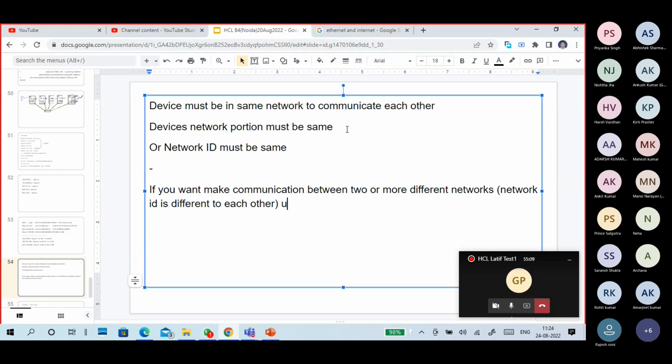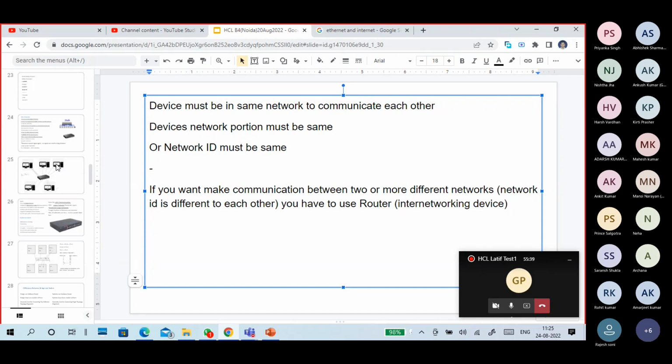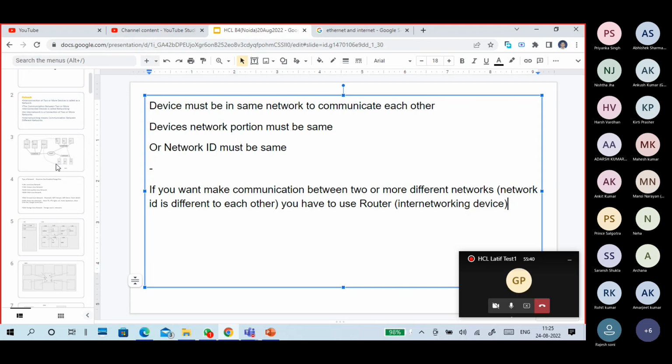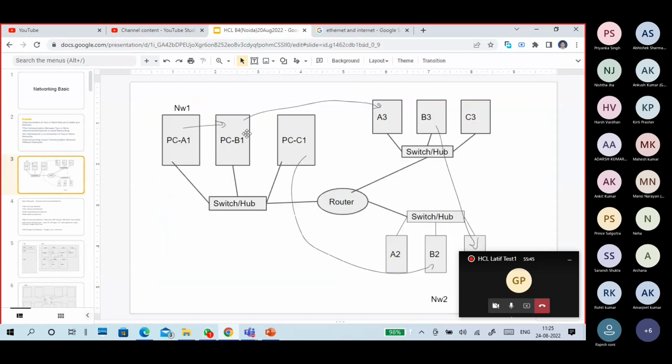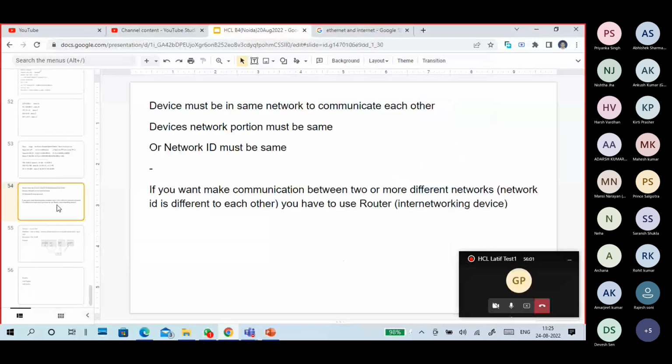You have to use a router. Why router? It is an internetworking device. You must use an internetworking device. Somewhere in the starting only I put this diagram, right? This is the router. This is one logical network, and of course physically also a different network. This is another network. If you want to make a communication between them, you need an internetworking device. It's nothing but a router.